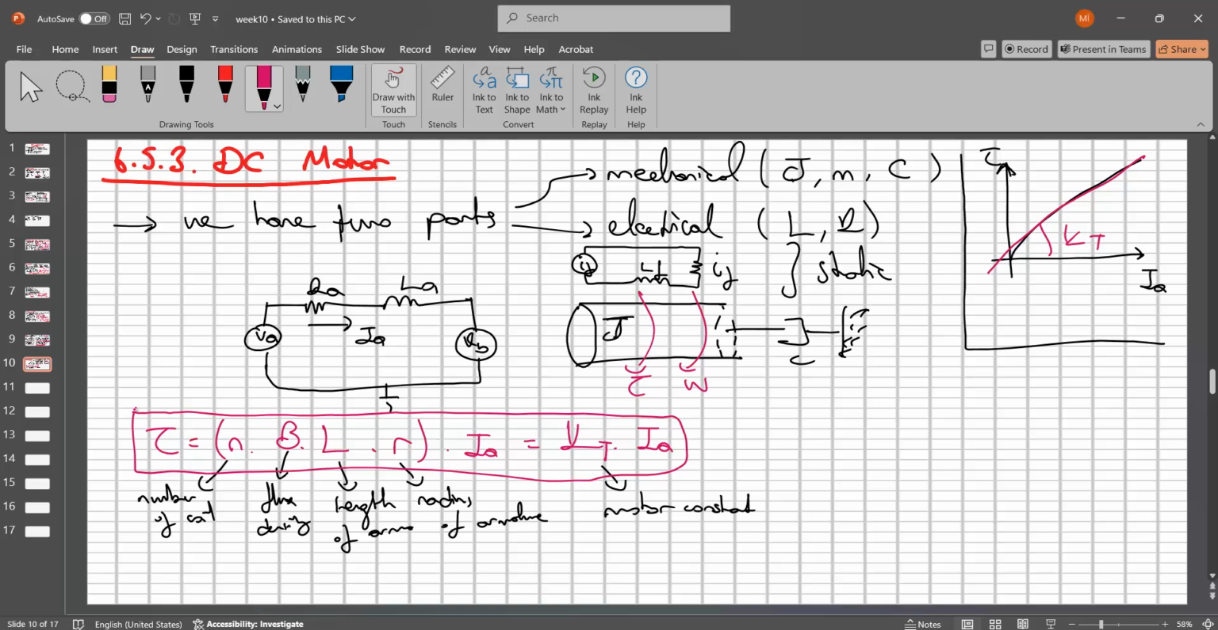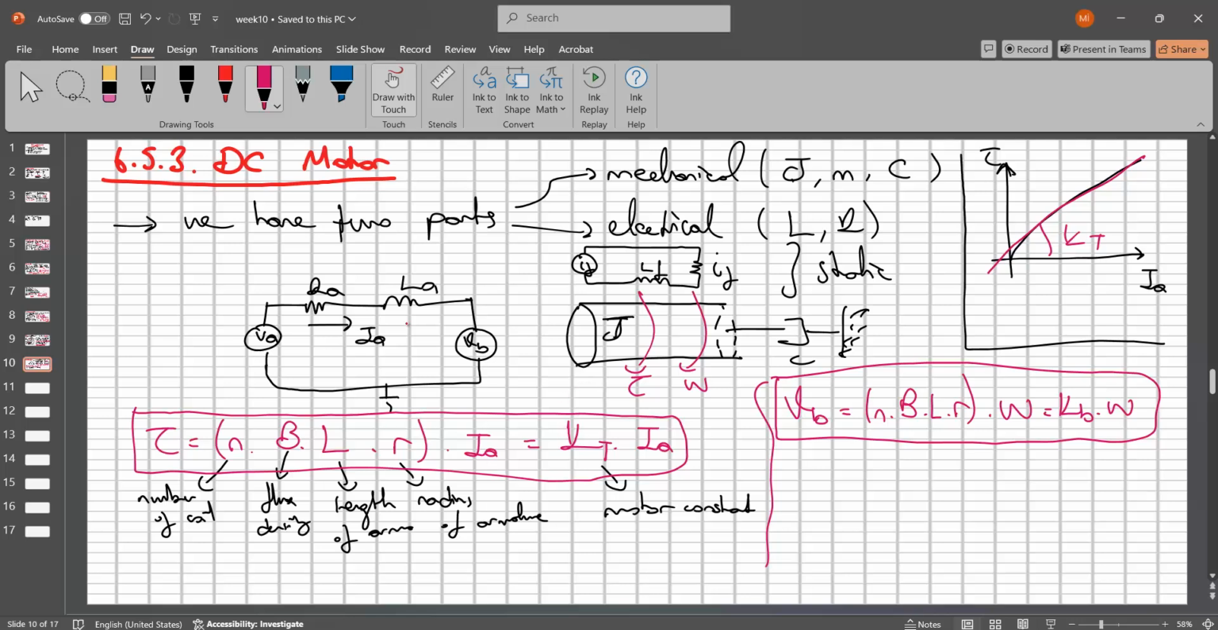That's good. And so how about the other one? The VB, back EMF voltage in here, is also N, B, L, R times W, the angular speed value, or this is equal to KB times W. KB is close enough to the KT value, but it is related to the W value, or the angular speed value.